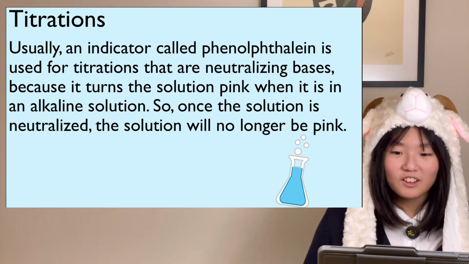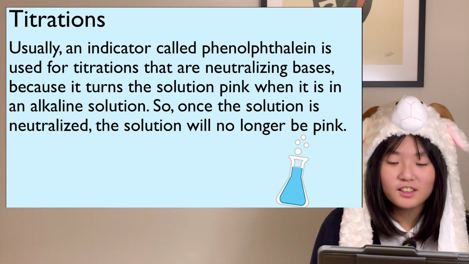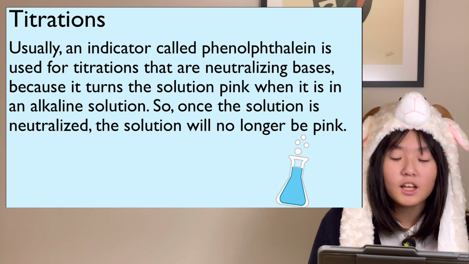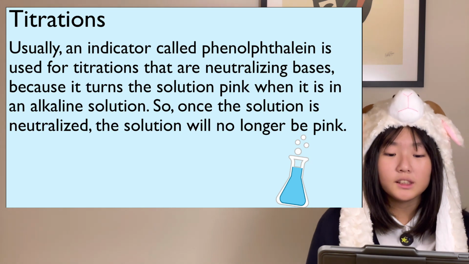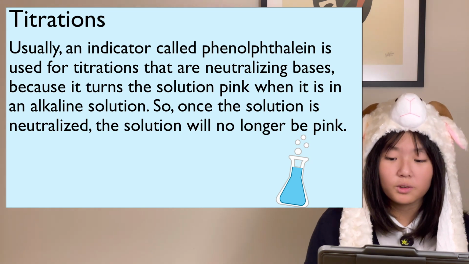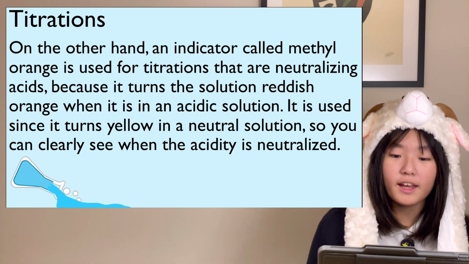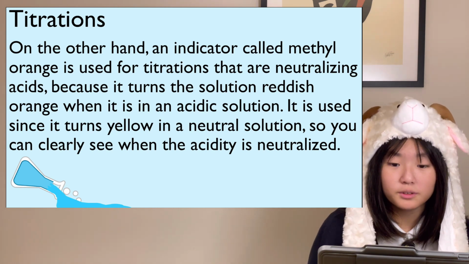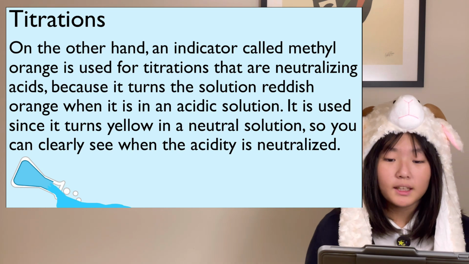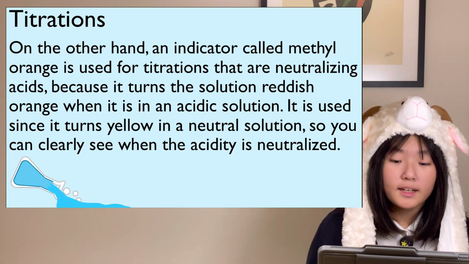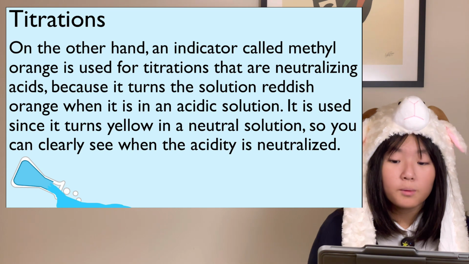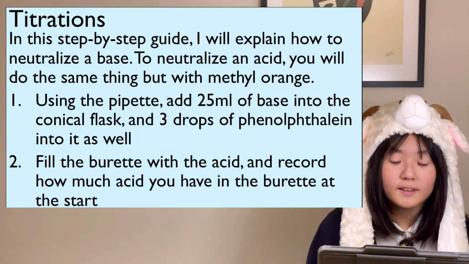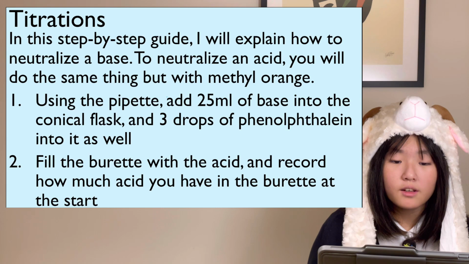Usually, an indicator called phenolphthalein is used for titrations that are neutralizing bases because it turns the solution pink when it is in an alkaline solution. So, once the solution is neutralized, the solution will no longer be pink. On the other hand, an indicator called methyl orange is used for titrations that are neutralizing acids because it turns the solution reddish-orange when it is in an acidic solution. It is used since it turns yellow in a neutral solution, so you can clearly see when the acidity is neutralized.